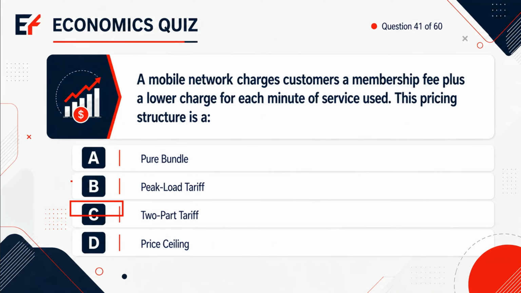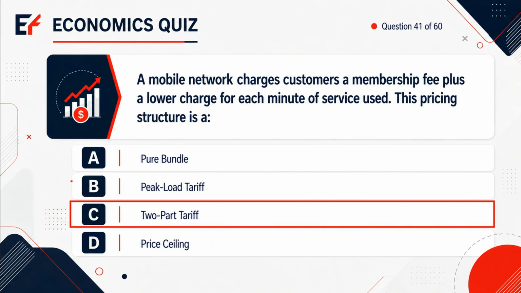Let's identify the pricing model. A two-part tariff combines a fixed access charge with a separate per unit usage charge.